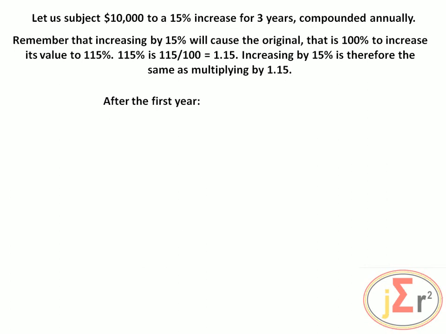After the first year, let us multiply by 1.15 and see the result that we get. So we have $10,000 and we multiply that by 1.15. Notice how many trailing zeros we have? 1, 2, 3, 4 trailing zeros. Now how many do we have? 2. Right. And that is after the first year.